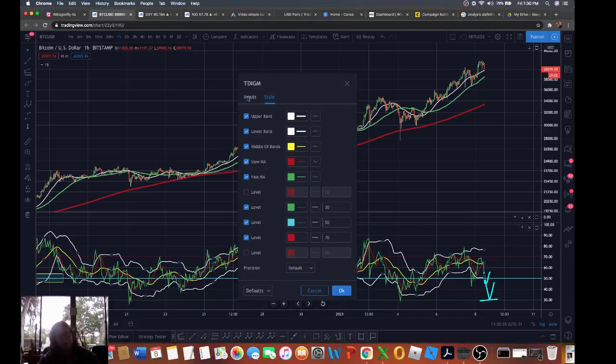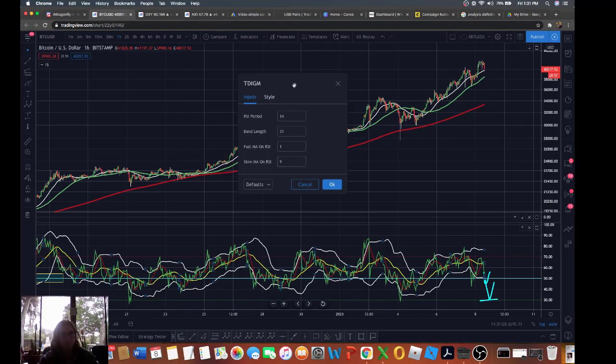This indicator is called the Trader's Dynamic Index. I have the Gold Mines version. I've left everything the same. I don't think I've changed anything. Sometimes I change this to 11, depending on the market. But other than that, I don't change anything.